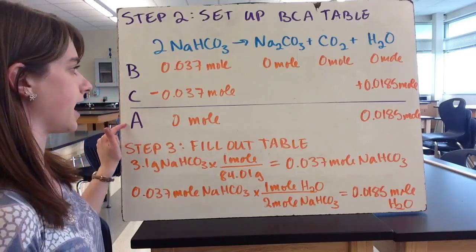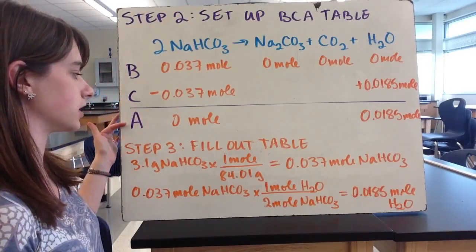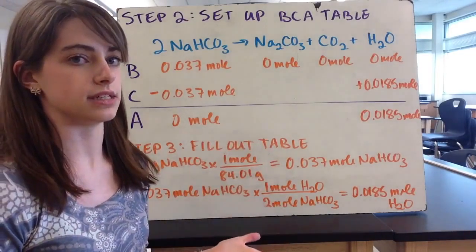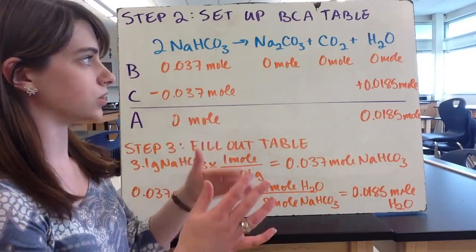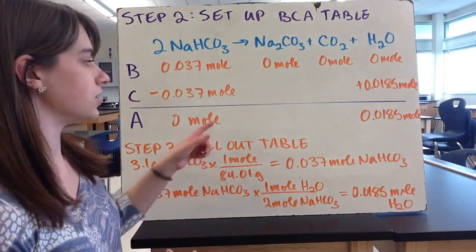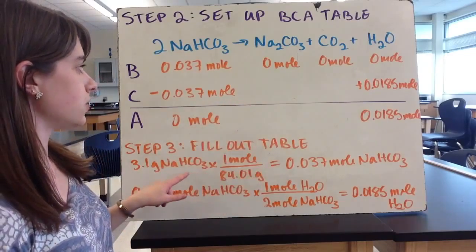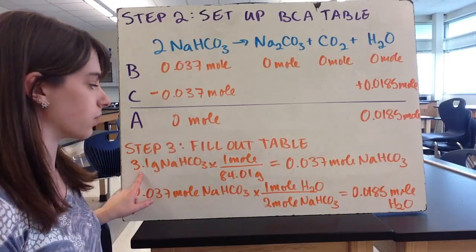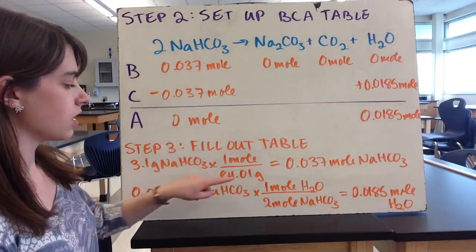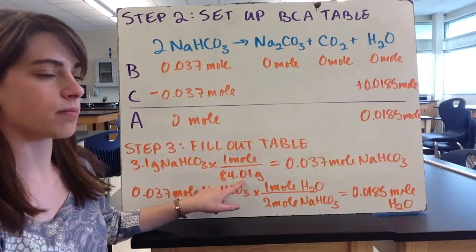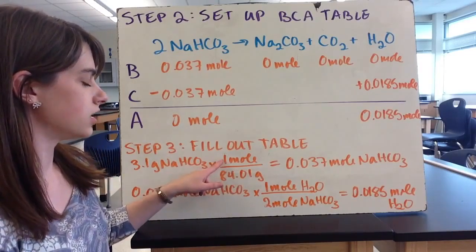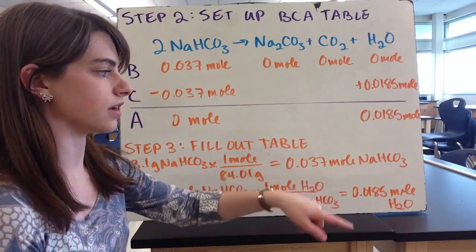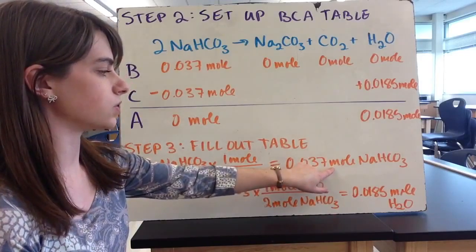So here's our BCA. We know that we're going to fill out our before, our change, and our after. Step 3 is to actually put those numbers in. Now, you can't put grams into a BCA table. You could, but when you go to do all your conversions, things would come out weird. So you have to make sure that you're in moles. To do that, we originally had 3.1 grams of sodium bicarbonate. That's what we have from our original problem. The molar mass of sodium bicarbonate is 84.01 grams in 1 mole. So if we do our grams to mole conversion, we end up with 0.037 moles of sodium bicarbonate. So that's how many moles we're starting with.